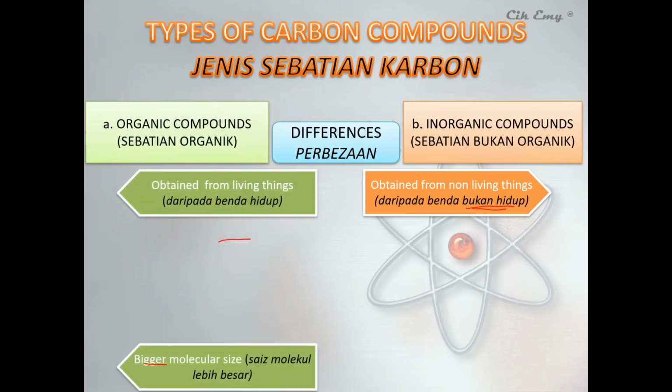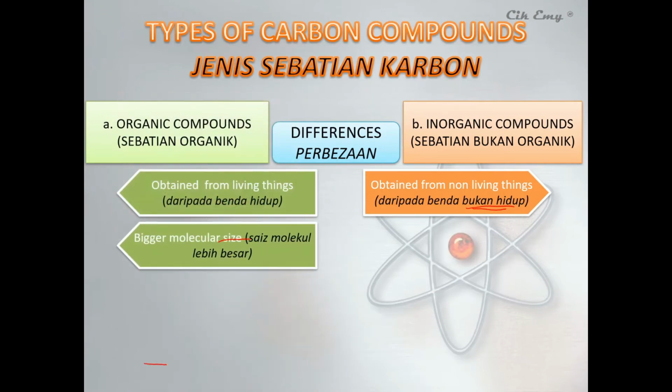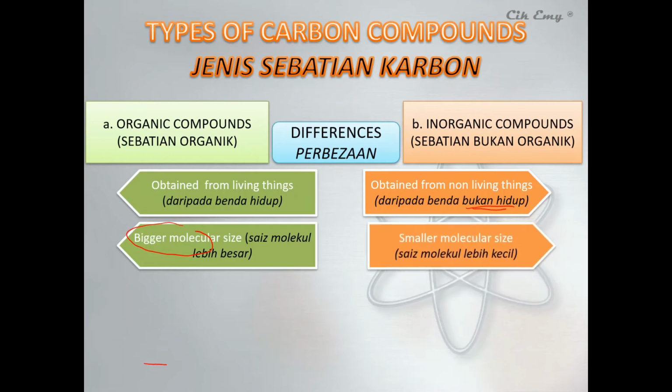Okay, perbezaan yang kedua, compared to inorganic compound, organic compound is bigger in terms of its size. Okay, dari segi bentuk dia ataupun dari size dia, dia lebih besar, tapi inorganic compound dia lebih kecil. Okay, size molekul lebih besar ni maknanya bilangan karbon dia lebih banyak daripada inorganic compound. Okay, dia sangat besar.